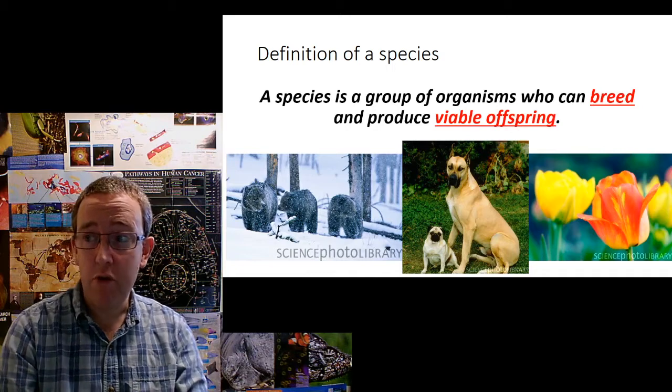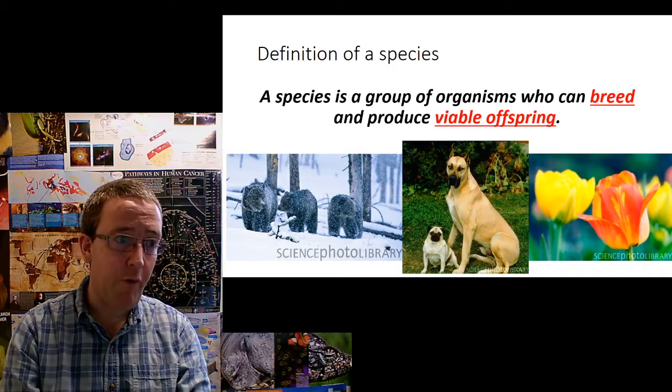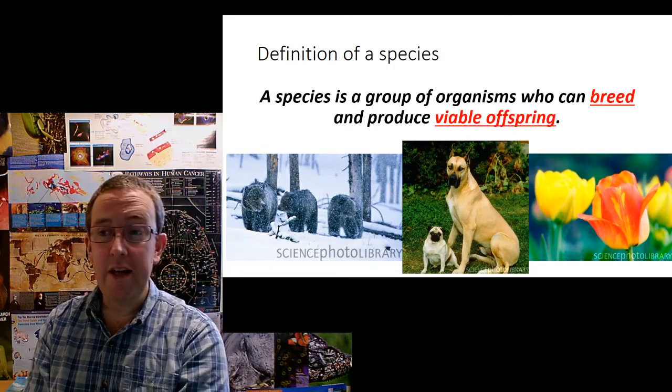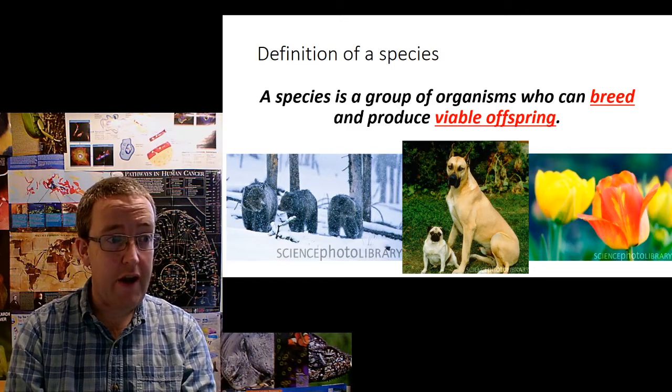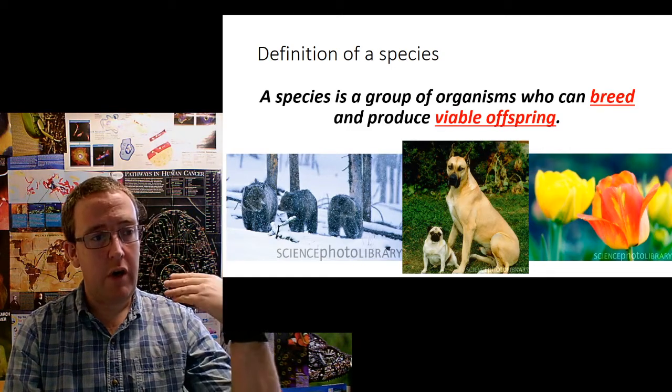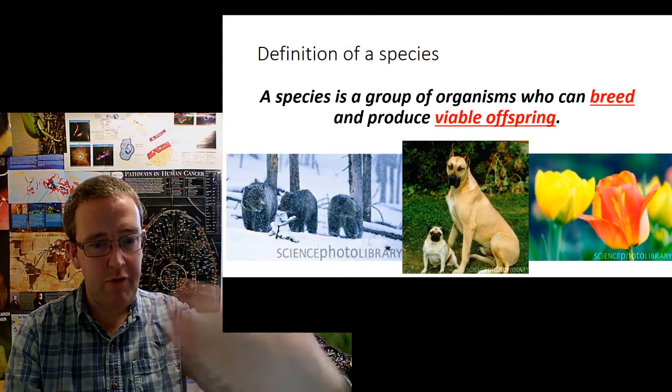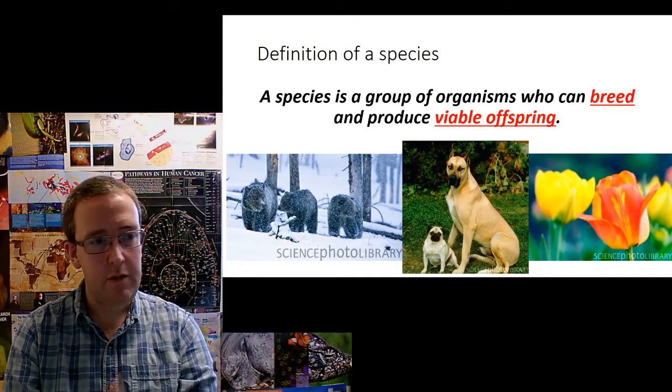A species is a group of organisms who can breed and produce viable offspring. What we mean by viable offspring is offspring that themselves can go on and breed. So if you've got a group of organisms who can breed and then breed again along the generations, we would say that is one species.